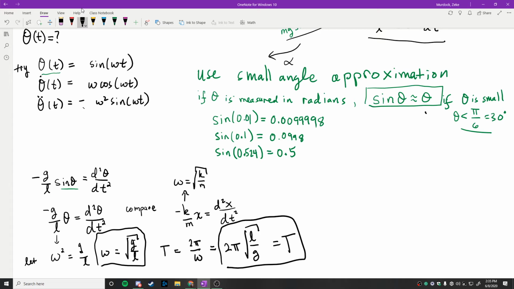So these are the period and frequency of what we call a simple pendulum. It's just a mass on a string.